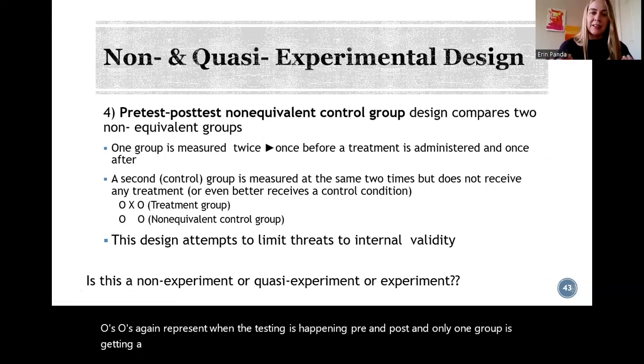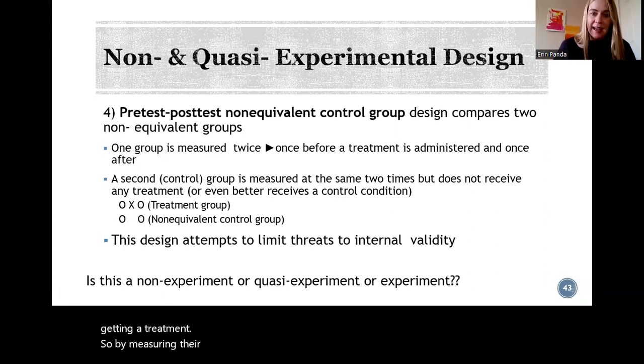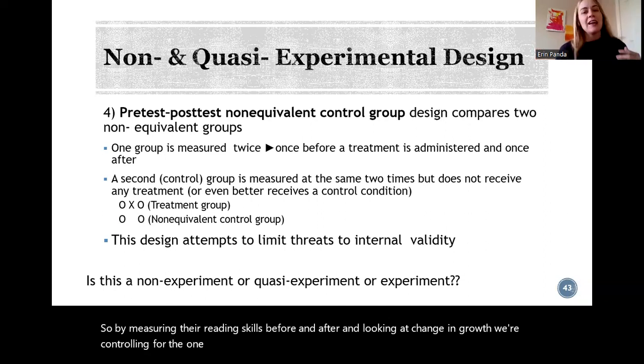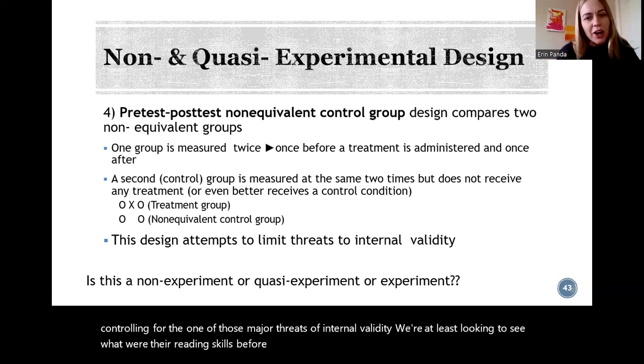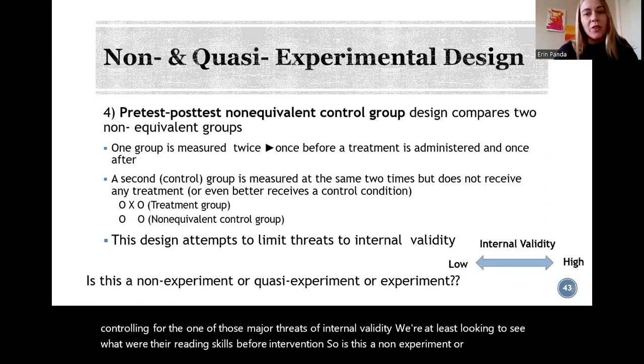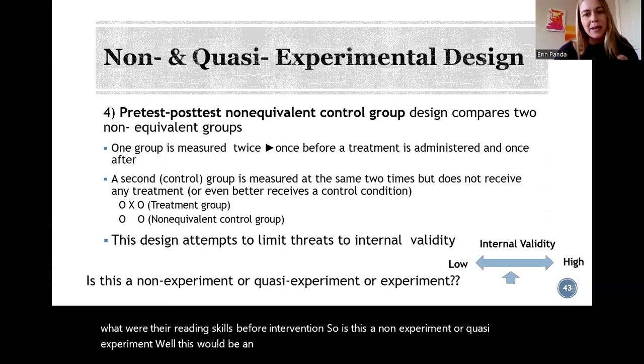By measuring their reading skills before and after and looking at change in growth, we're controlling for one of those major threats to internal validity. We're at least looking to see what their reading skills were before intervention. So is this a non-experiment or quasi-experiment? Well, this would be an example of a quasi-experiment because we're at least controlling for one of those possible threats.